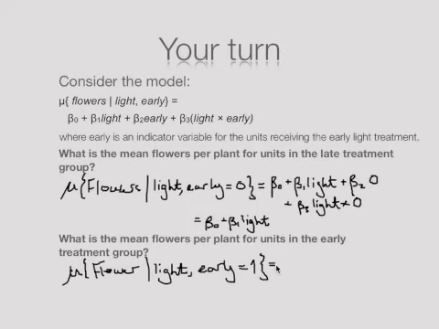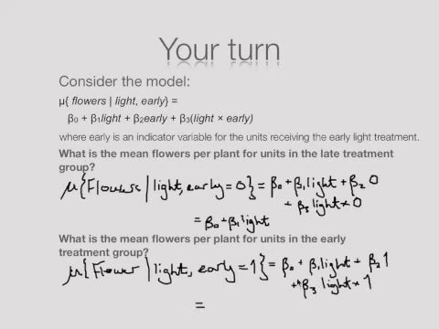And once again, we just start substituting into our regression model with anything we know. We've got a beta 0 plus beta 1 times light. Plus beta 2 times our early indicator variable. In this case, it takes the value 1. Plus beta 3 times light times our early indicator variable. Again, takes the value 1.